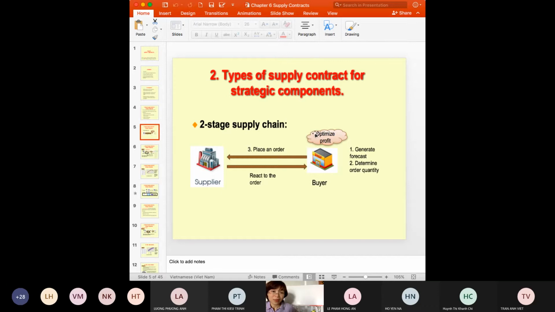To make sure that they can get the optimal profit, that is the two stage supply chain between the supplier and buyer. The buyer does three things to make sure they can maximize profits, and the supplier just reacts to the order from the buyer. Here we call that a two stage supply chain.